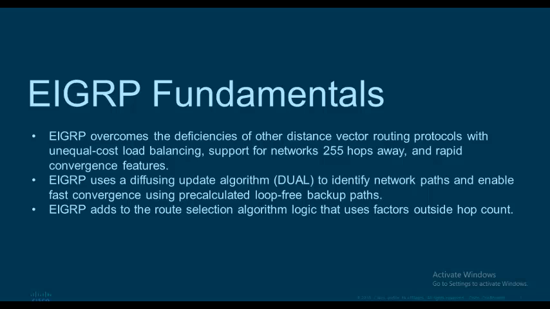Because EIGRP maintains a backup path in the topology table, when the primary path goes down, immediately it makes the backup path the primary, and packets will start using this new primary path. That's why we can experience a rapid convergence here. Fast convergence, rapid convergence.